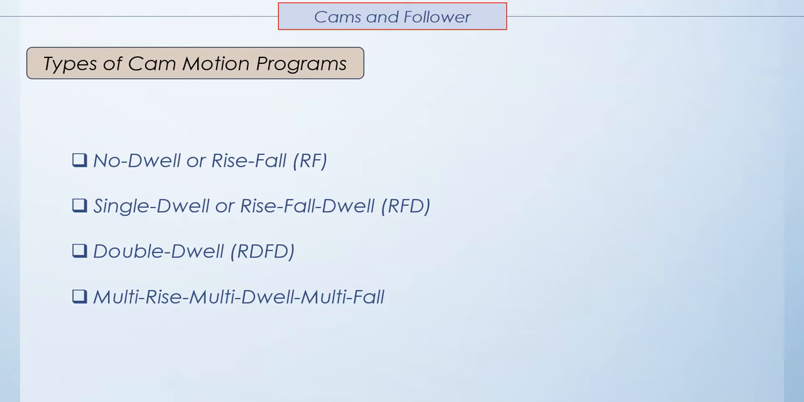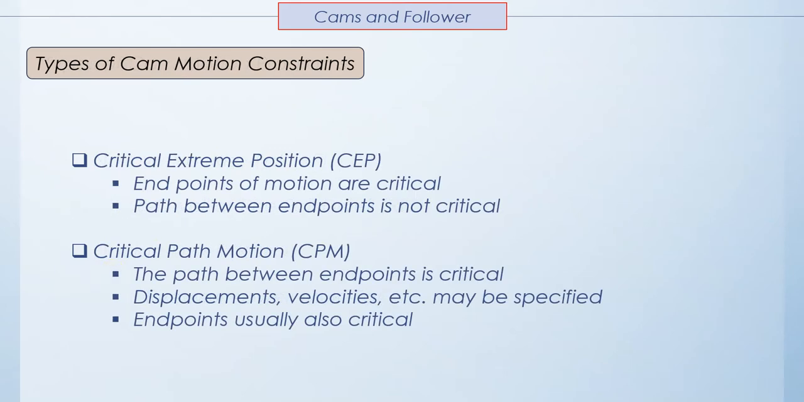And the last one we have is what we call multi-rise, multi-dwell, multi-fall. This is much more complicated compared to the previous ones. So what we'll do to help in defining this situation is make up two terms. First we have the critical extreme position, or CEP, and the second one is the critical path motion, or CPM.